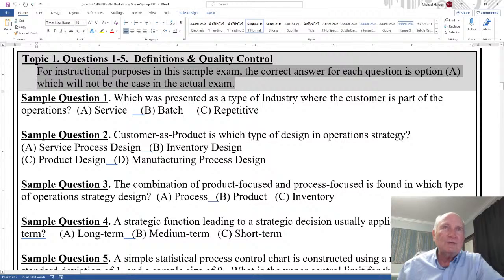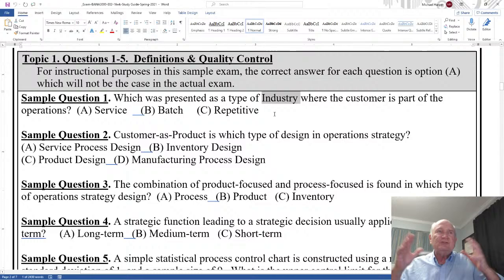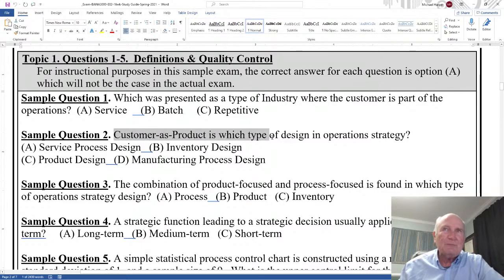Okay, sample question 1. Which was presented as a type of industry where the customer is part of the operations? Well, it's going to be a service industry. Now, remember, there was a batch industry, a repetitive industry, a job shop industry. There are all different kinds of industries. But this is talking about the general industry, continuous versus intermittent, that type of thing. But then customer as product is which type of design and operation strategy? So this is a design within a strategy. Well, customer as product was a service process design.